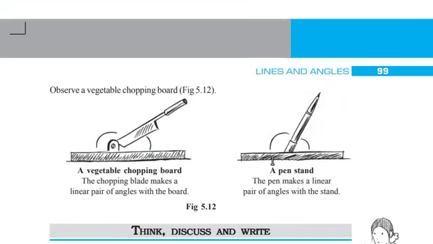In our day-to-day life, we see linear pairs in a vegetable chopping board. Here we can see there is a knife and a wooden slab. The wooden slab is forming a linear pair. This forms one angle and the rest of the knife forms the other angle, and one non-common side is going in one direction for this angle, and in the second angle we can see the non-common side is going in the other direction, opposite to the first non-common side.